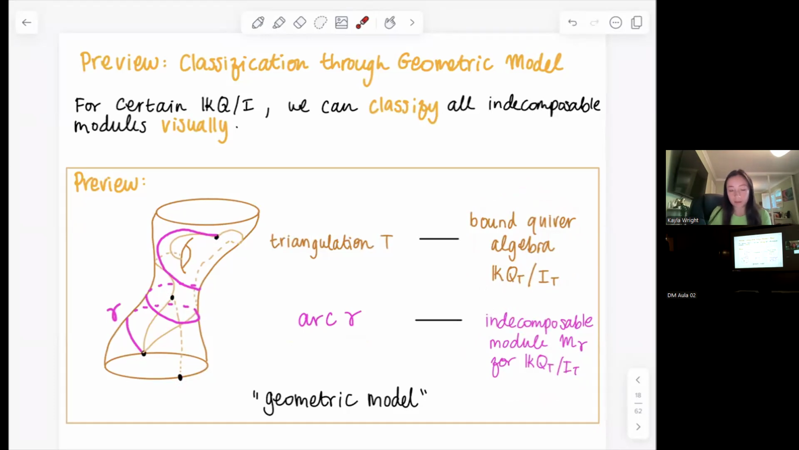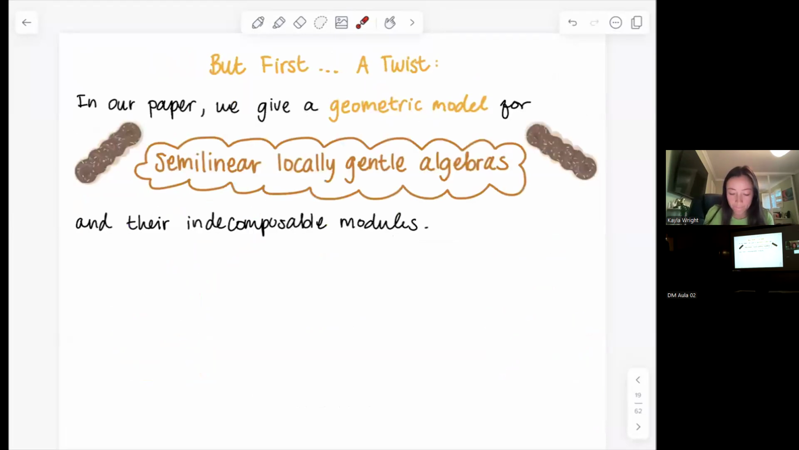So this is what I mean by geometric model. What we're going to be trying to do is come up with a geometric model for different types of algebras, generalizing work that lots of people have done on this topic. But first I wanted to talk about what exact algebras we're going to be studying. We're going to be giving this geometric model for what are called semilinear locally gentle algebras, and their indecomposable modules.